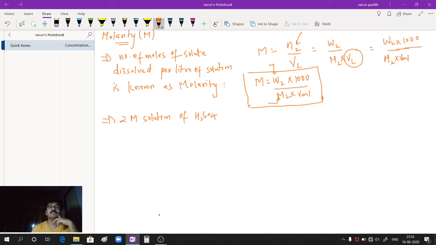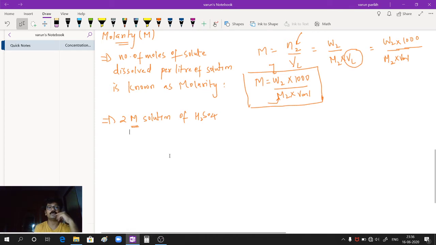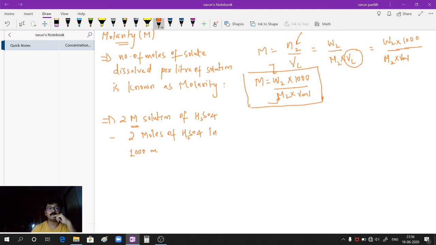Now, which information do I get from this? As per the definition, the number of moles of solute dissolved per liter of solution is known as molarity. So the interpretation of a 2 molar solution will be that 2 moles of H2SO4 are present in 1 liter, that is 1000 ml of solution.